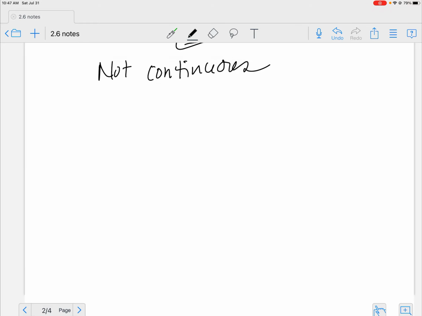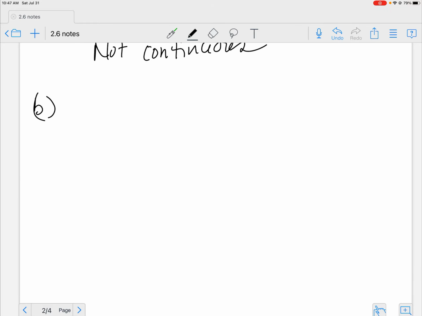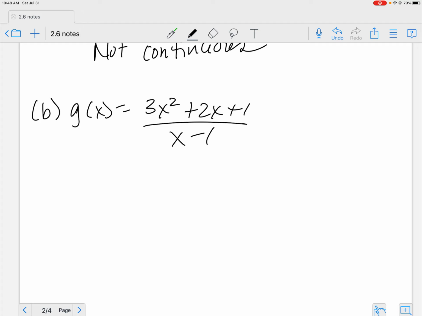All right, let's try another one. What if I have this one? That's a B. What if I have g of x is equal to 3x squared plus 2x plus 1 over x minus 1? I don't know why they changed the variable, but whatever. a is equal to 2. So far so good, right? Okay, let's do this thing.